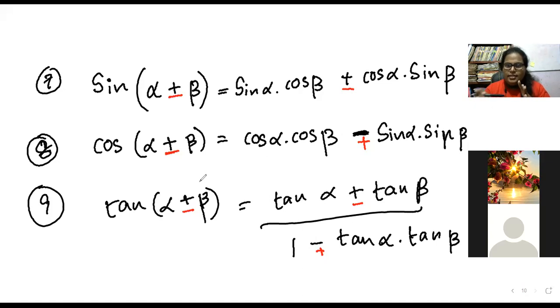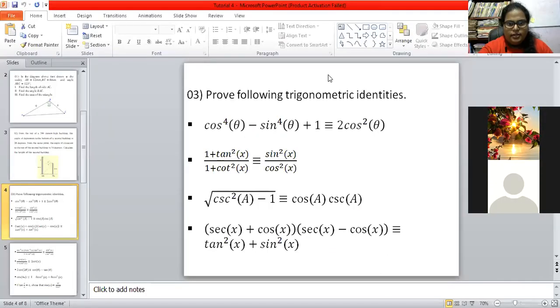So these are the things that you have learned in your lecture note, and these are the formulas that you have to use to prove the given trigonometric identities in our third question, right? So I'm taking the first one here. Here you have been given the first one as cos to the power 4 theta minus sine to the power 4 theta plus 1 is identical to 2 cos square theta, right?